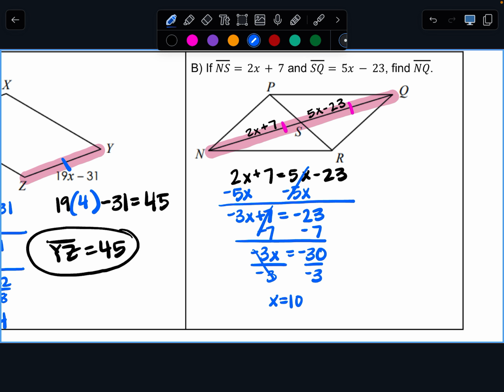So now that I know that x equals 10, I'll pick one of the expressions. I'll use the 2x plus 7, substitute in 10, and that will be 27. Now remember, 27 is only the length of half of NQ. So I'm going to have to multiply that by 2 to get the full length of NQ. So NQ equals 54.